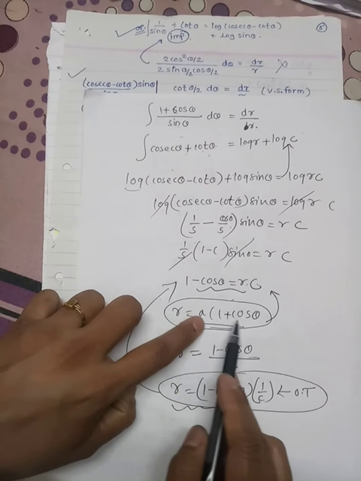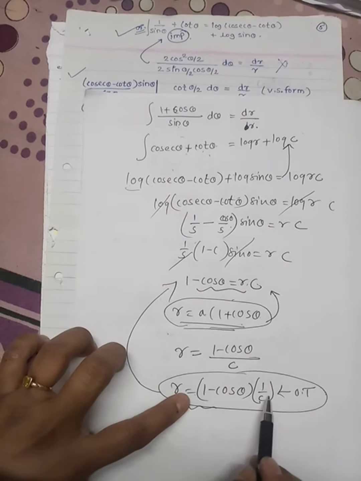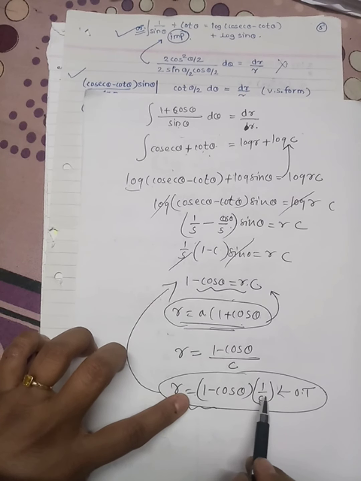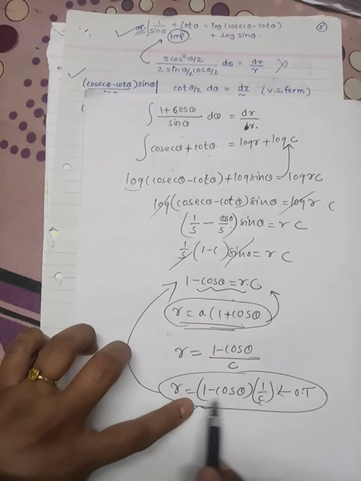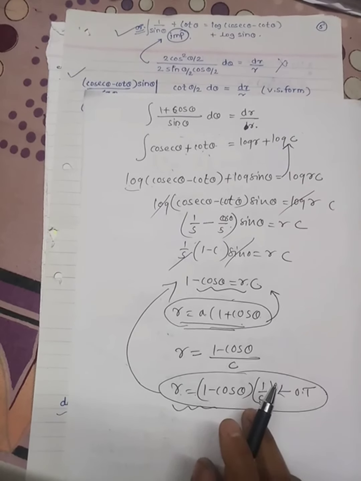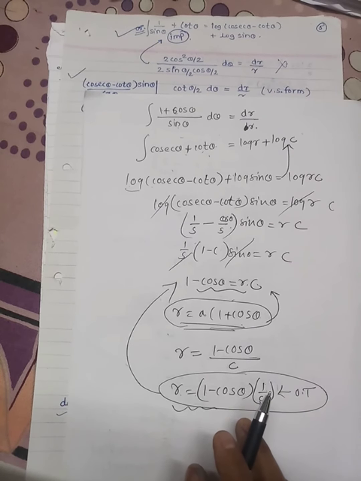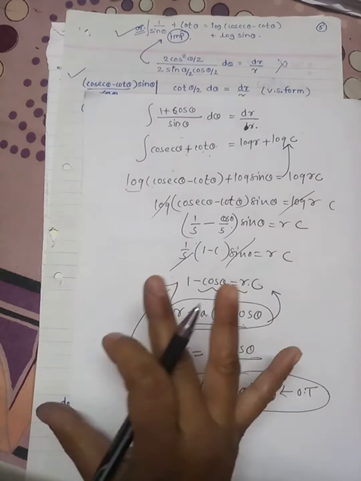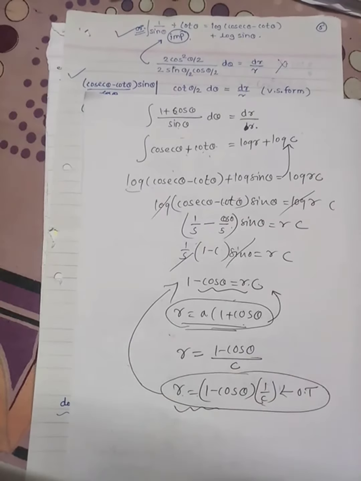r equal to constant into 1 plus cos theta, and r equal to a different constant, 1 by c, into 1 minus cos theta. So there is just a slight difference between the original equation and the orthogonal trajectory equation, and we get it in polar form only, not in Cartesian form.